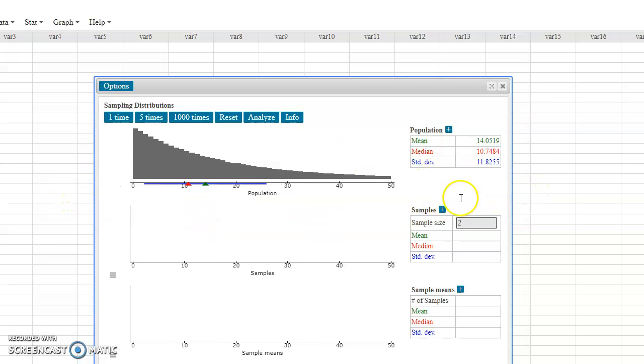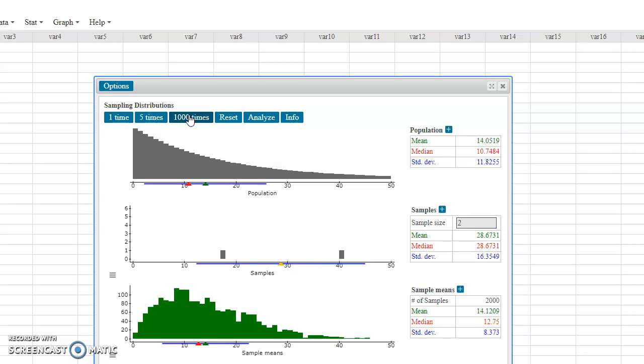Now I'm just going to jump right ahead and take 5,000 sample means, now that you get the idea of what's happening. There's 1,000, 2,000, 3,000, 4,000, 5,000. So we have 5,000 sample means where the sample size is 2. First of all, let's look at the mean of our 5,000 sample means. It's 14.0509. Well, the theoretical mean of our population is 14.0519. So those are very close.